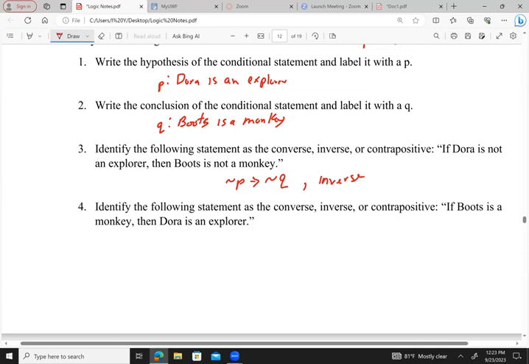Okay, next. Identify the following statement as converse, inverse, or contrapositive. If Boots is a monkey, well, that's Q, then Dora is an explorer, and that's P. All we did was switch the statements. So this is the converse.